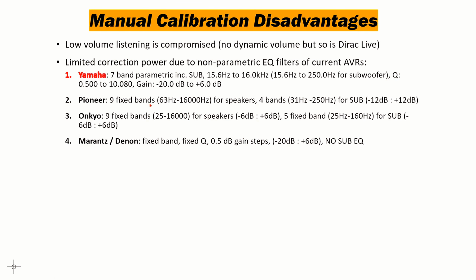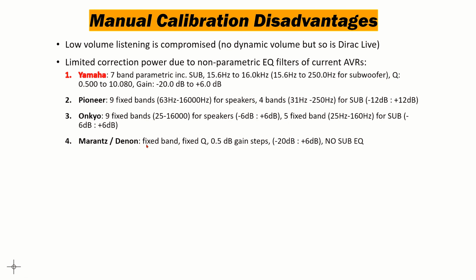Only Yamaha has that. Next comes Pioneer. It has 9 fixed bands, just like Marantz and Denon, from 63 Hz to 16,000 Hz for speakers, and 4 bands from 31 Hz to 250 Hz for subwoofer. The range is from -12 dB to +12 dB. Onkyo comes next with 9 fixed bands for speakers, -6 to +6 dB range, and 5 fixed bands for subwoofer.